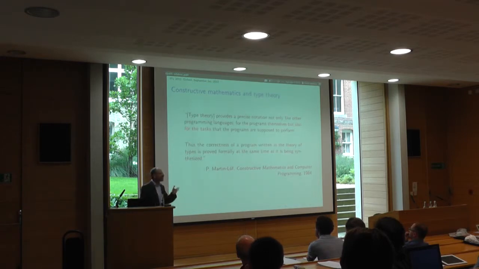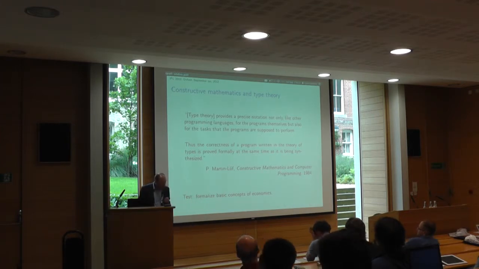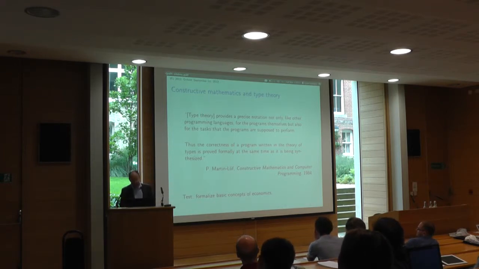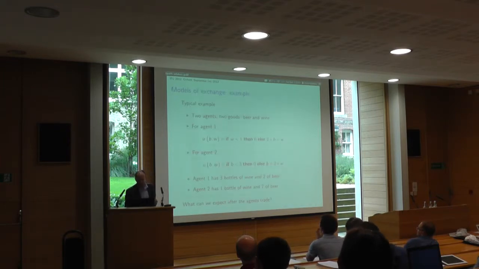He also mentions specifications explicitly, right? So type theory is not just a programming language, but also a specification notation, provides notation for the tasks. The correctness of a program is proved formally at the same time as it is being synthesized. Very nice. Well, can we use this to specify the programs that we are encountering? And we start with economic models, because they are used everywhere in this kind of integrated analysis, right? So let's see if we can formalize basic concepts of economics.